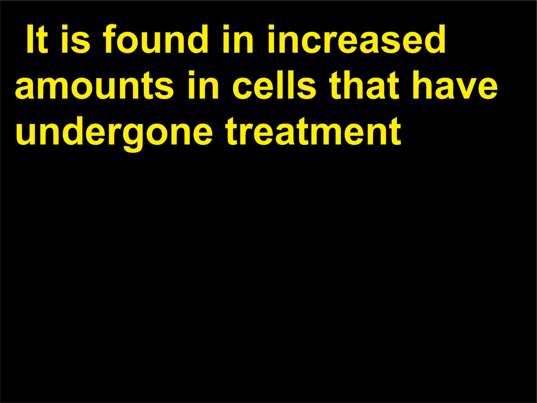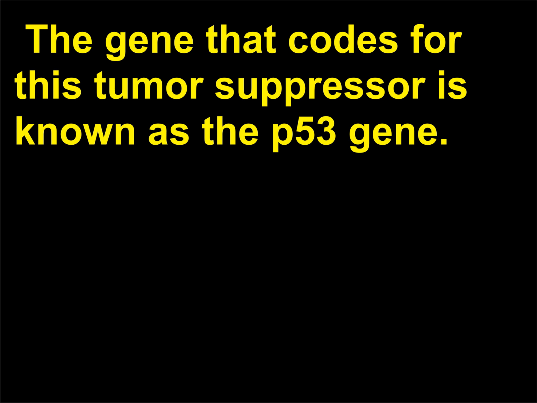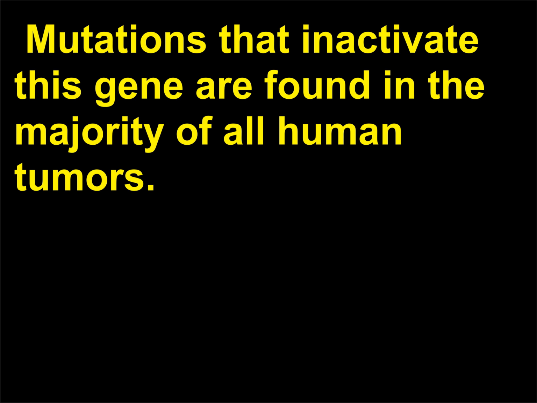It is found in increased amounts in cells that have undergone treatment, such as radiation, that damages DNA. The gene that codes for this tumor suppressor is known as the p53 gene. Mutations that inactivate this gene are found in the majority of all human tumors.